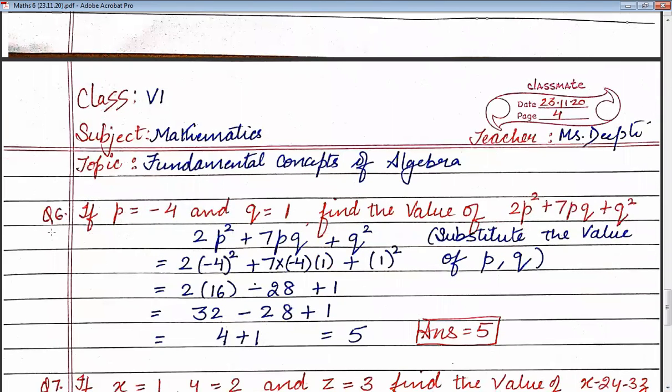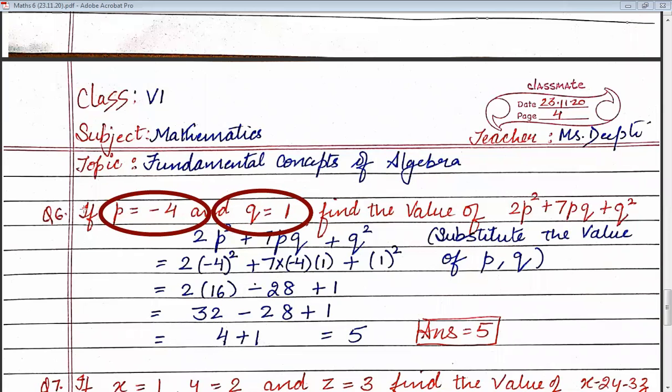That is question number 6. If p is equal to minus 4 and q is equal to minus 1, find the value of 2p square plus 7p into q plus q square. I repeat, here the variables are p and q. What are variables in this question? Your variables are p and q.